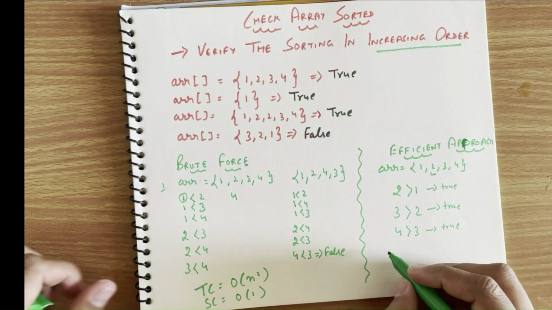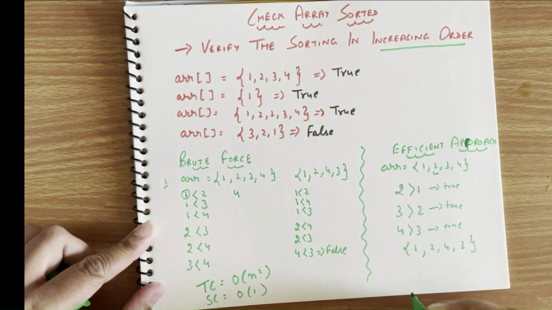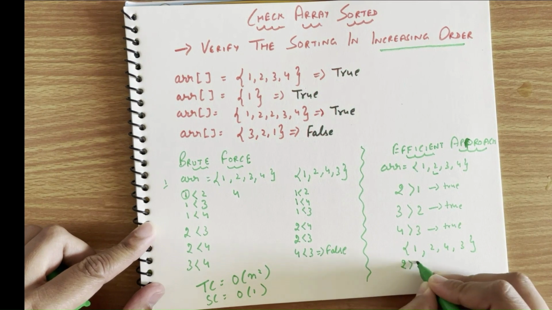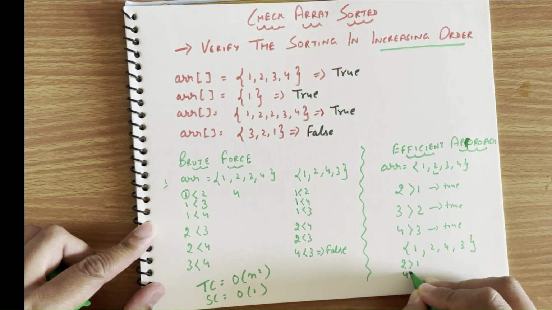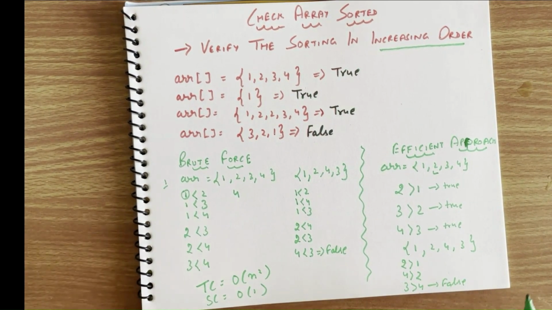Now if we take another example, which is 1 2 4 3, in this case 2 is greater than 1, expected behavior. 4 is greater than 2, expected behavior. But 3 is greater than 4, this is false. So here in this case our output will be false.